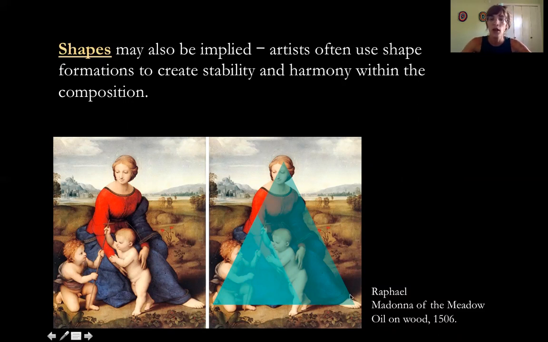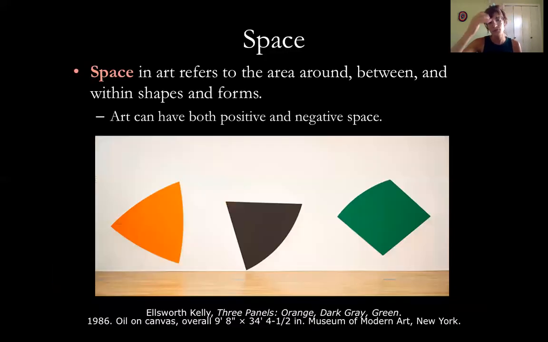composition together. Notice the Virgin, her foot peeks out of the side here. Now the artist didn't have to do that, but it completes the triangular formation. So it's implied that a triangular formation will create this kind of stability and harmony within the composition. So that's why the artist does that here.